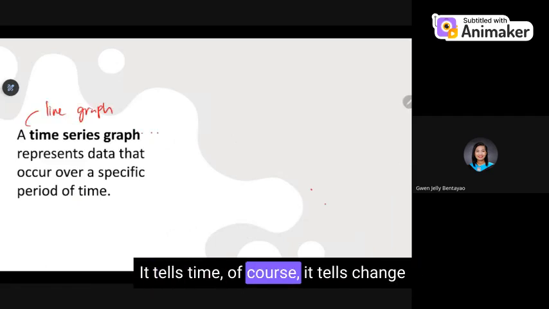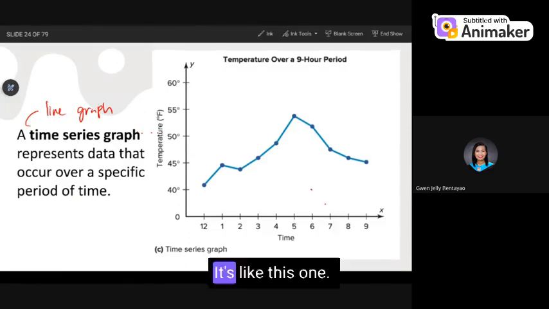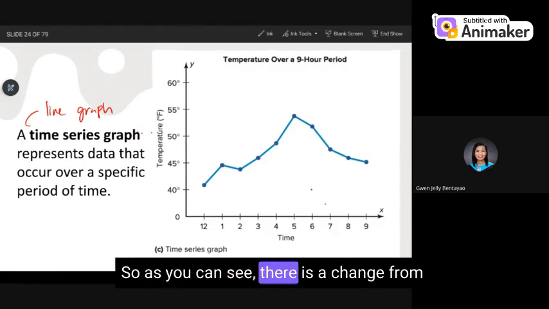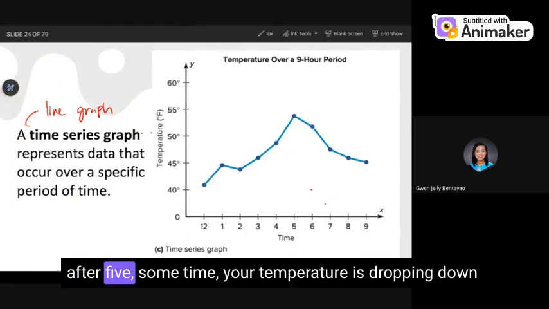Now, time series, this is also what we call a line graph. It tells time, of course. It tells change over a given period of time, just like this one. As you can see, there is a change going up until 5, continuing until after 5, and after some time, the temperature is dropping down.